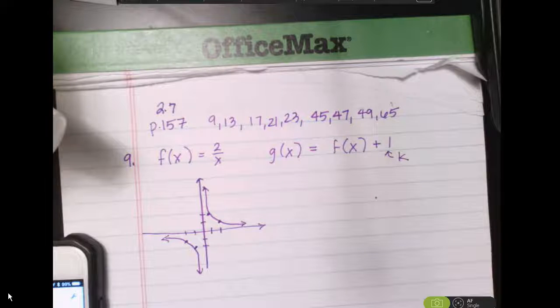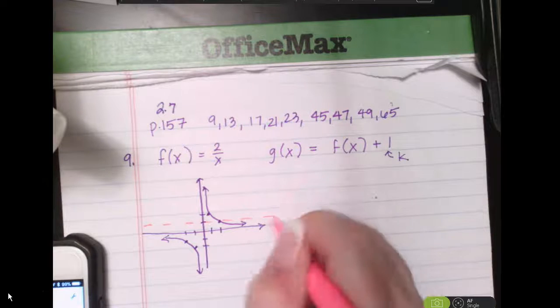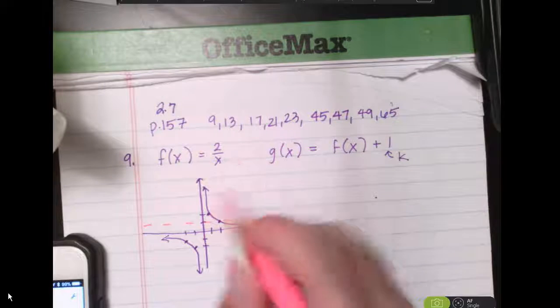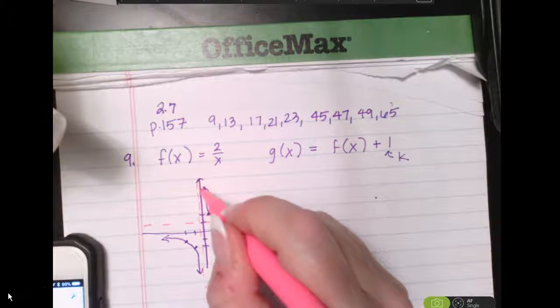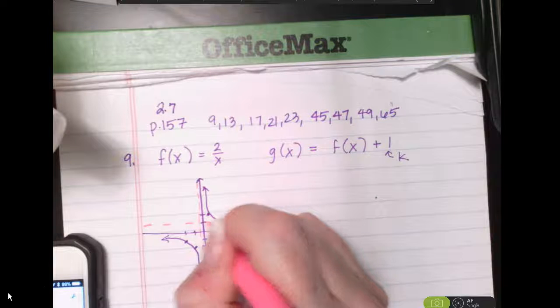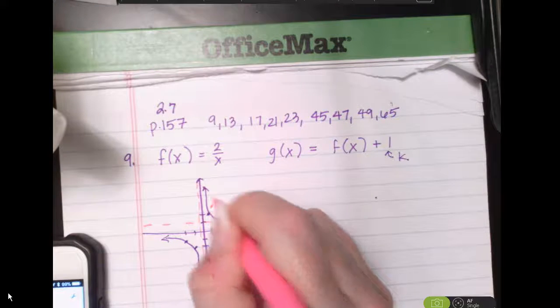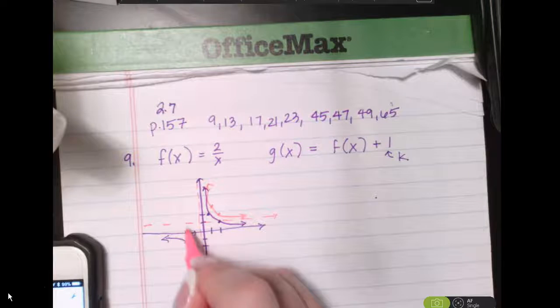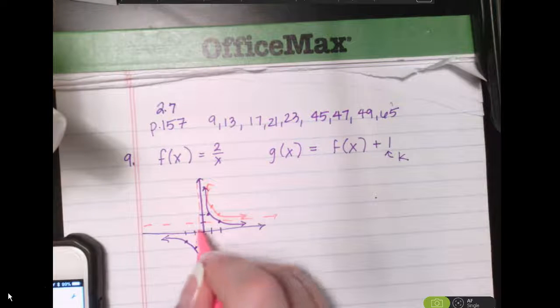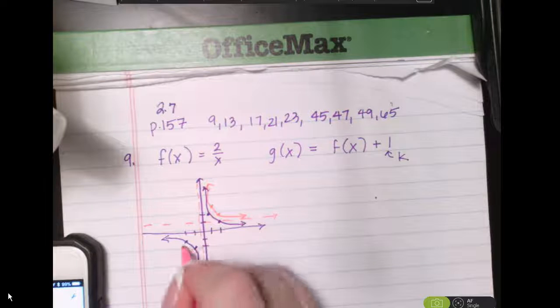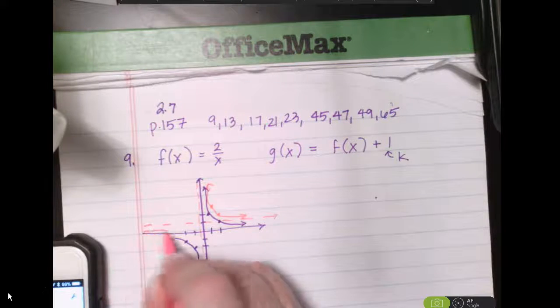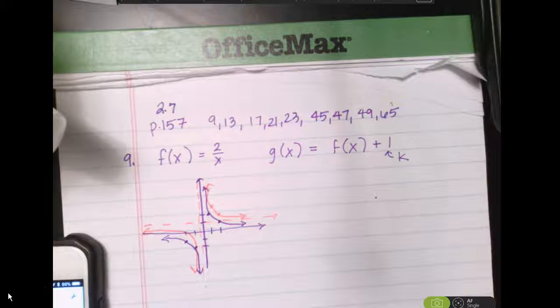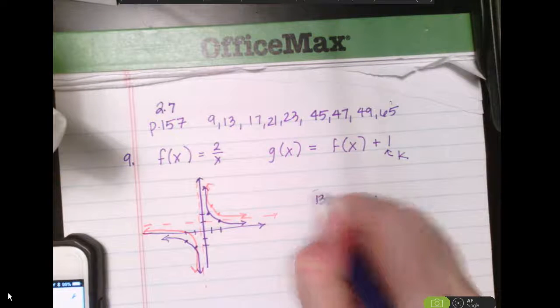And then let me get a different color. So the plus 1, I can draw my asymptote here. Now, it didn't shift left or right, so it still has an asymptote at the y-axis. So my critical points there will just be slightly altered. There we go.